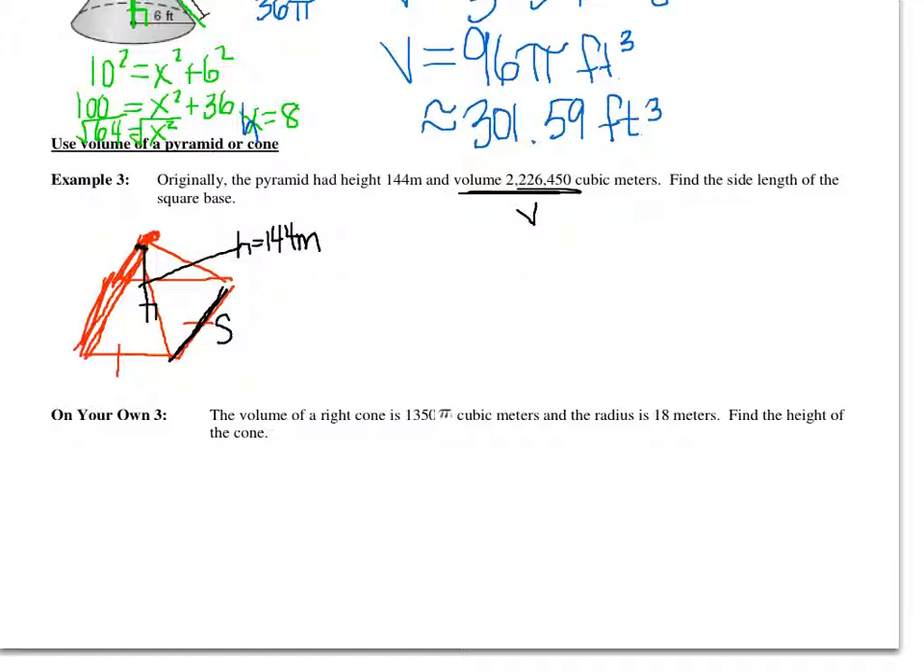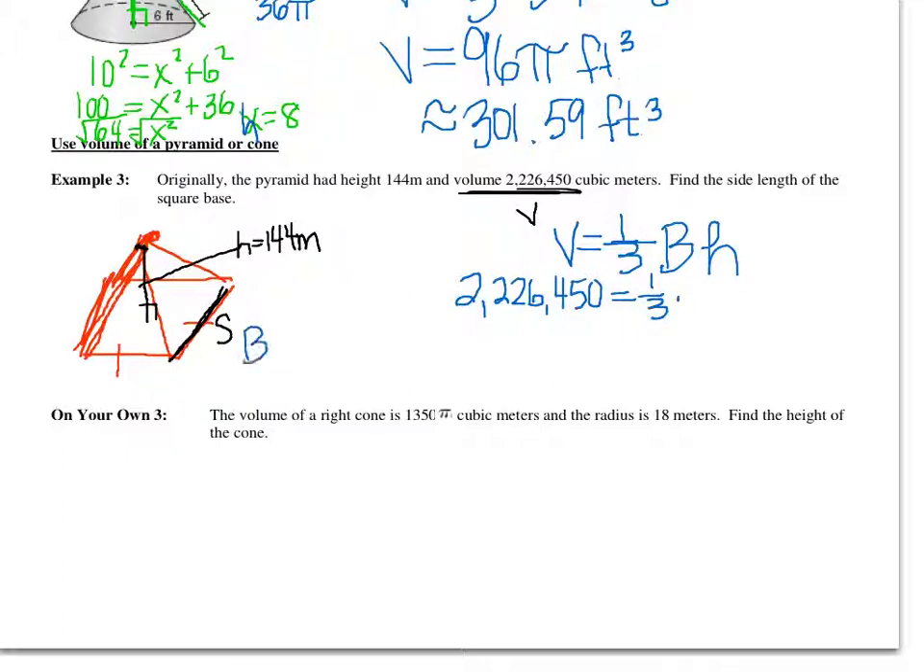Now, our formula for volume is volume equals 1/3 our base area times our height. So the volume they give me, I can plug it in, 2,226,450 equals 1/3 times my base area. Now my base area, since this is a square, to find the area of a square, you do side squared. So we can just plug s squared in for our base area, times our height, which they tell us is 144.